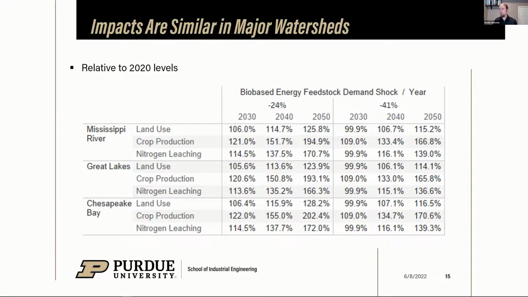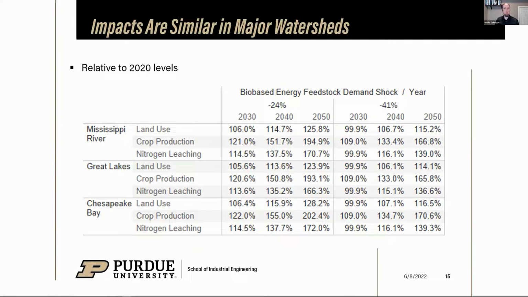Relative to 2020 levels, this just gives a little bit more of the tabular information if you are having trouble looking at the maps and discerning the color ramps, that by 2030, land use change is about 5% greater or so in each of the watersheds, with a 24% reduction in demand. It's about the same in 2030 because, again, this 41% reduction was chosen so that land use and leaching would be about the same as 2020 levels. But then we have increases from there.